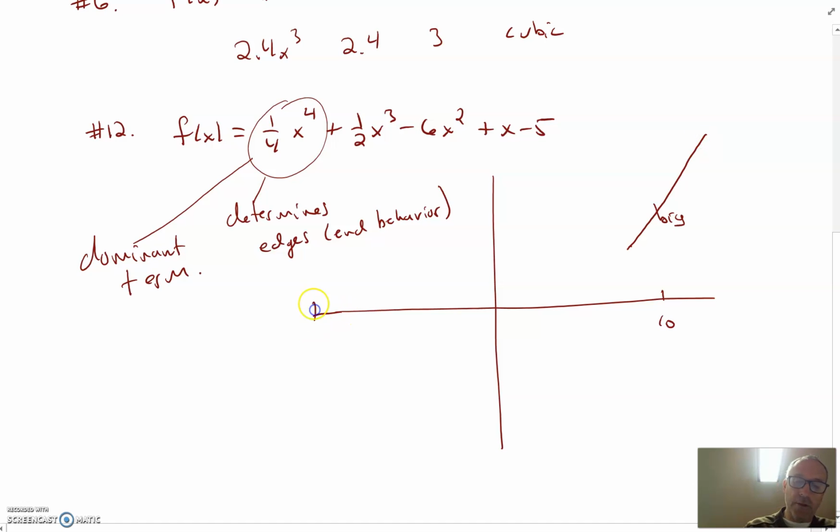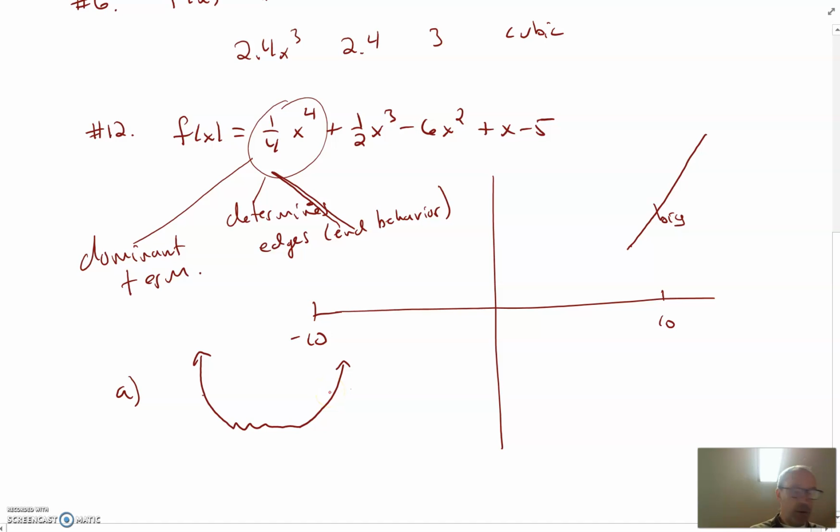What about negative 10? Well, negative 10 to the 4th is still a big number as well. So it's going to be big on this side. So it looks like the end behavior is going to go up on both sides. So if you look at part A, it kind of goes like this. It goes back up again. If you look at part A, that's the answer. It goes up on both ends.